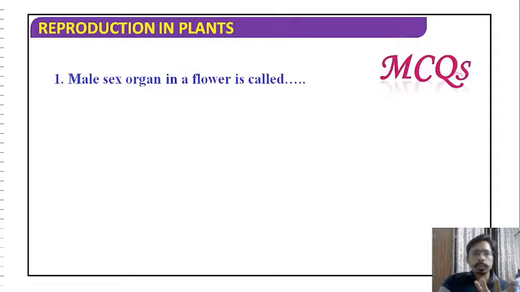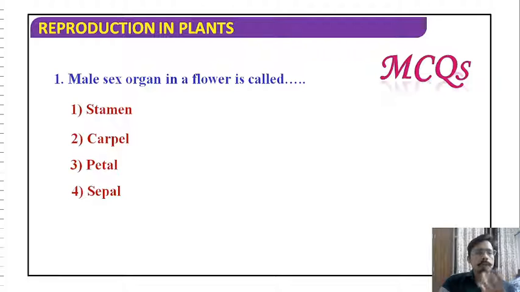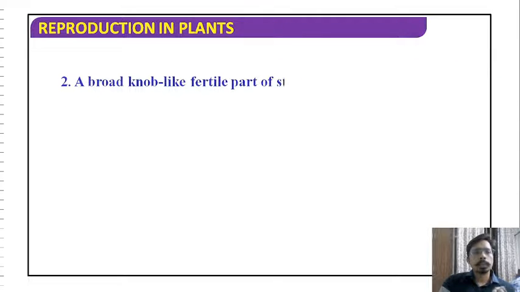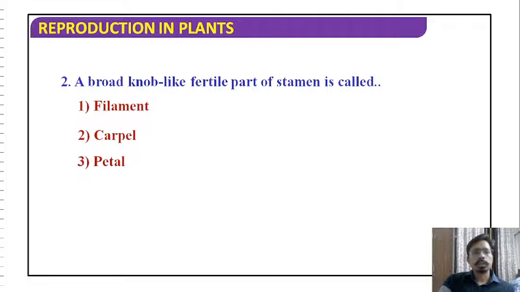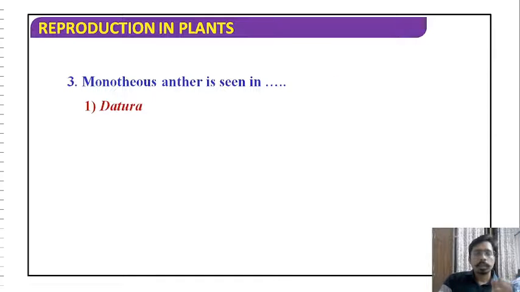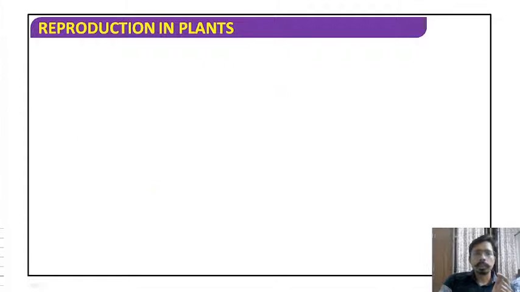I have some questions related to this topic. First, the male sex organ in a flower. We know that the answer will be stamen. The second question: a broad knob-like fertile part of the stamen is called, and the answer is anther. The monothecous anther is seen in, the answer will be hibiscus.